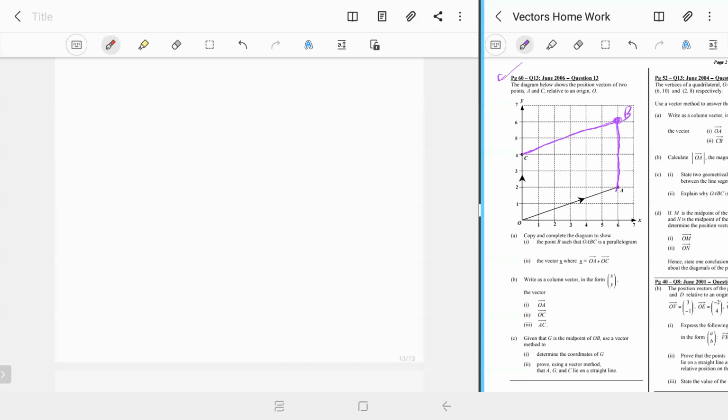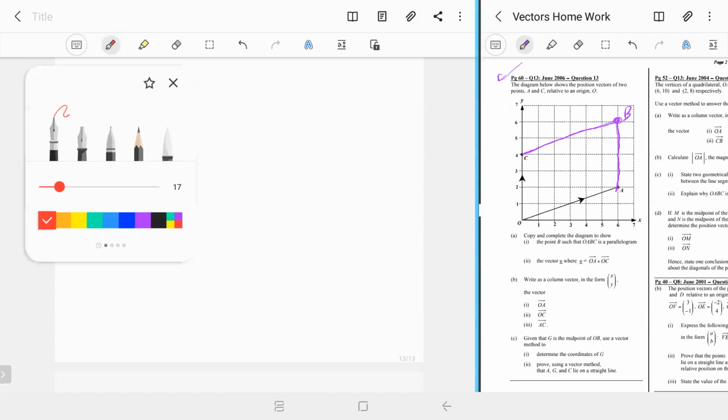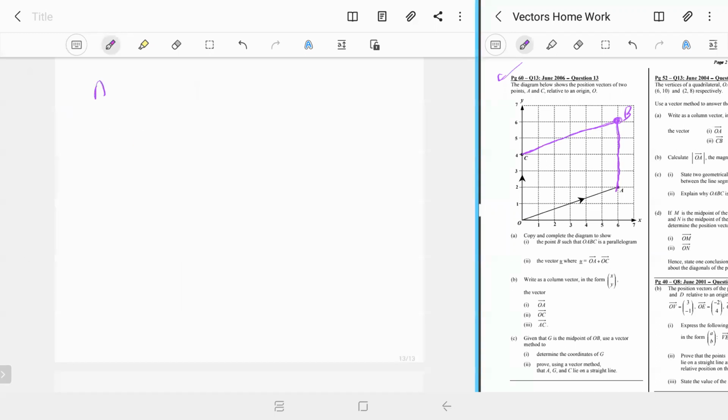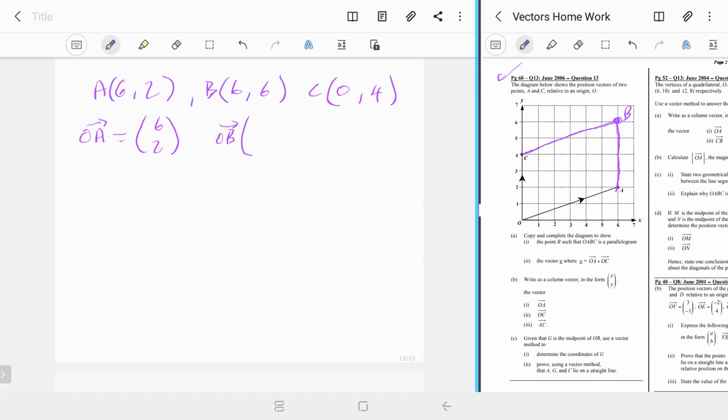So let's write down some points based on the diagram that we have drawn. A is the point (6, 2). B is the point (6, 6). C is the point (0, 4). Those are your points A, B, and C. So based on that, it means that OA is (6, 2) and OB is (6, 6).